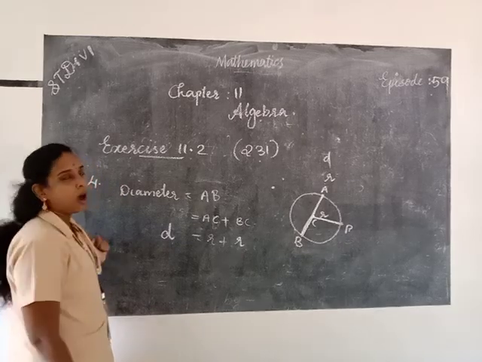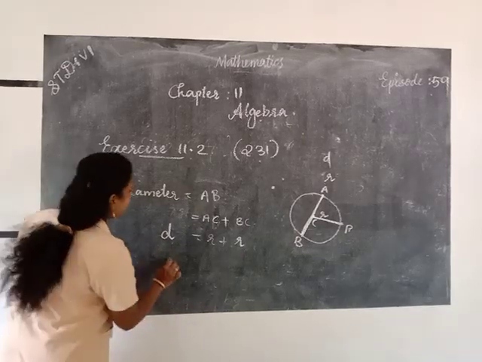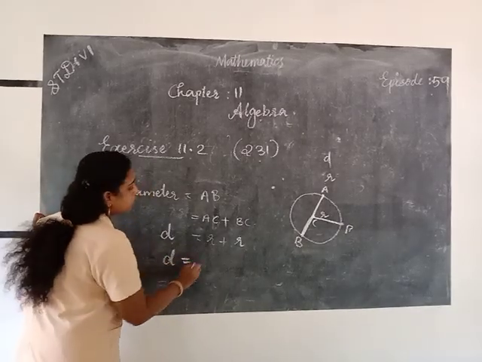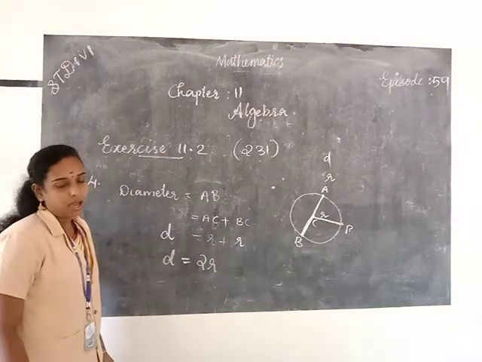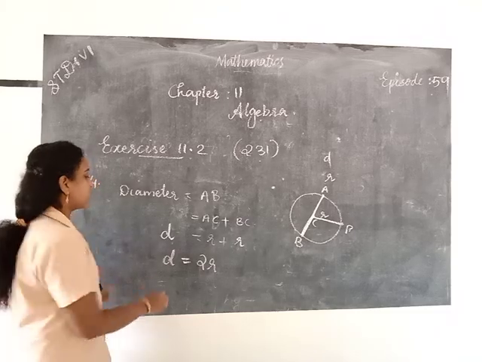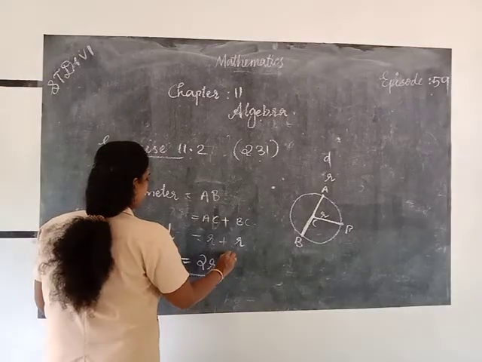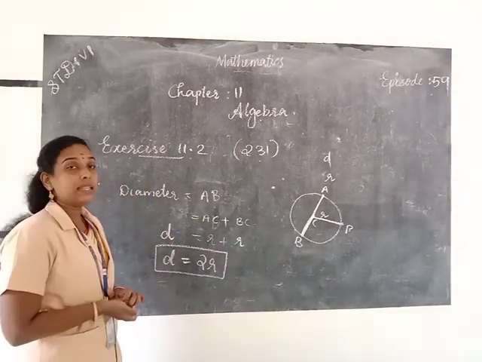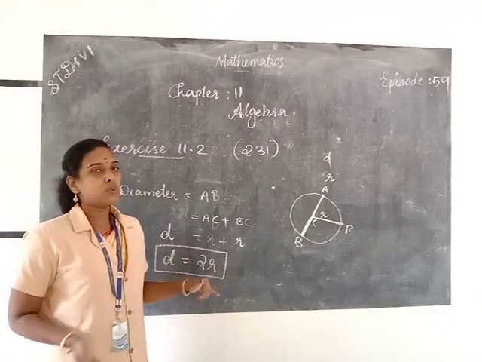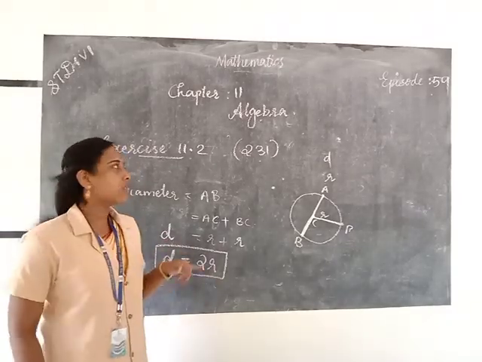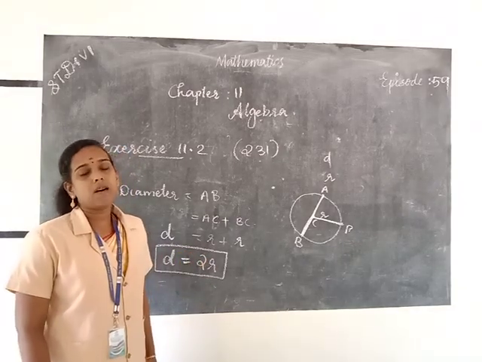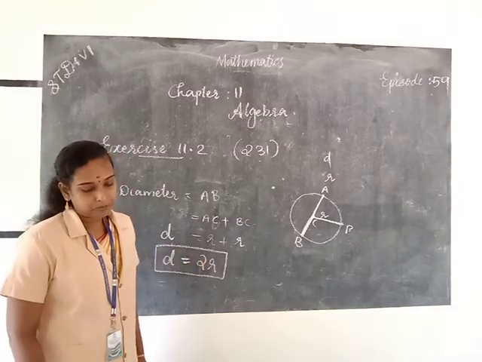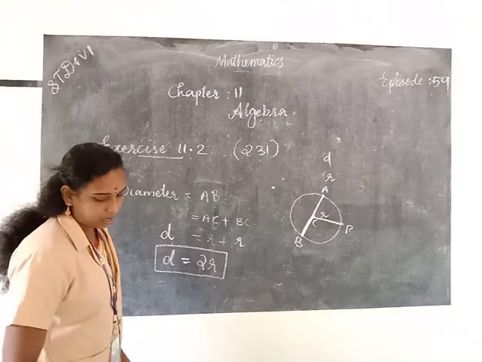D is equal to R plus R, and when we add R plus R, we get 2R. So the diameter of the given circle is D equal to 2R. D is the variable which denotes the diameter of the circle and R is the variable which denotes the radius of the circle. Then the next question.